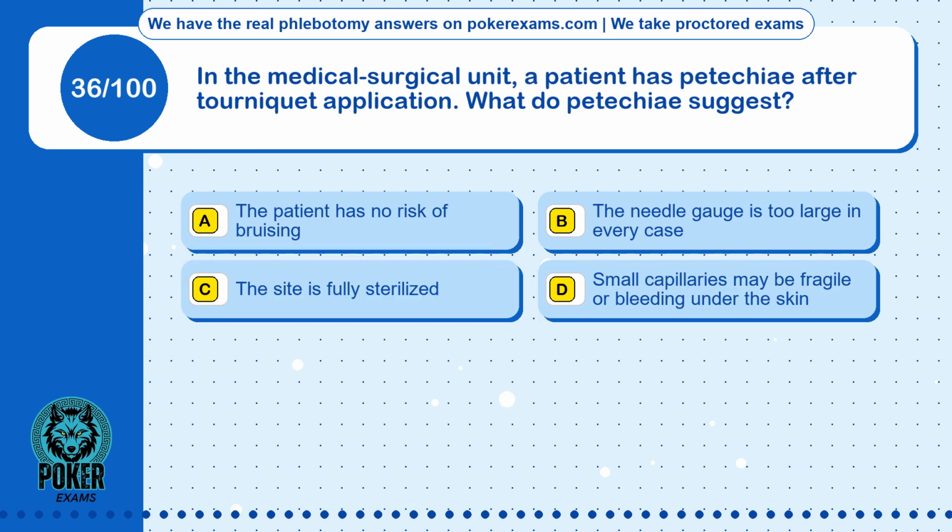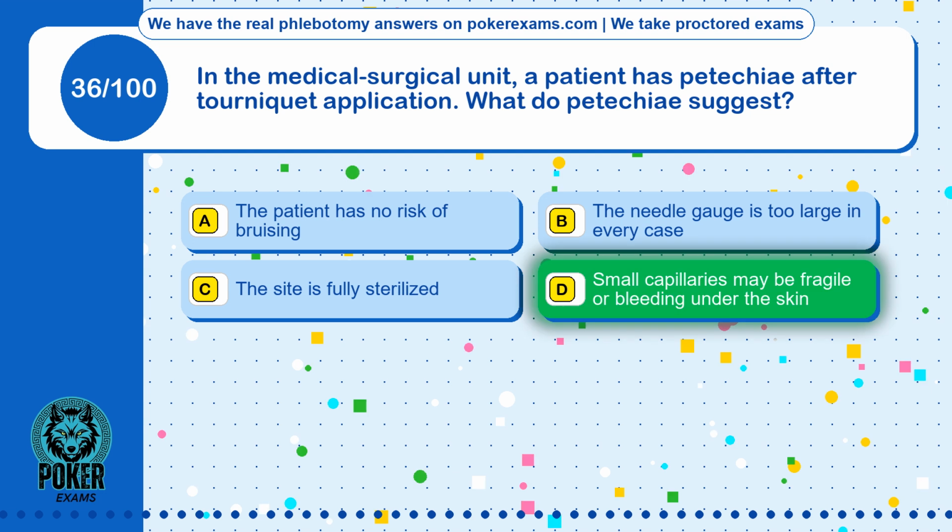Question 36. In the medical surgical unit, a patient has petechiae after tourniquet application. What do petechiae suggest? Option A. The patient has no risk of bruising. Option B. The needle gauge is too large in every case. Option C. The site is fully sterilized. Option D. Small capillaries may be fragile or bleeding under the skin.